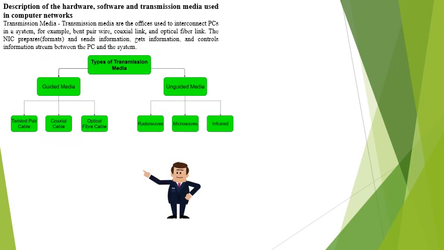So talking about transmission media in computer networks. Transmission media are facilities used to connect computers in a network, for example a twisted pair, coaxial cable and optical fiber cable. The NIC prepares and sends data, receives data and controls data flow between the PC and the network.